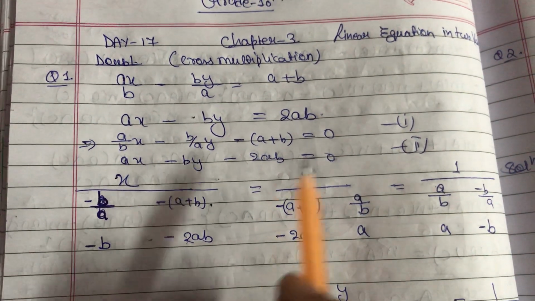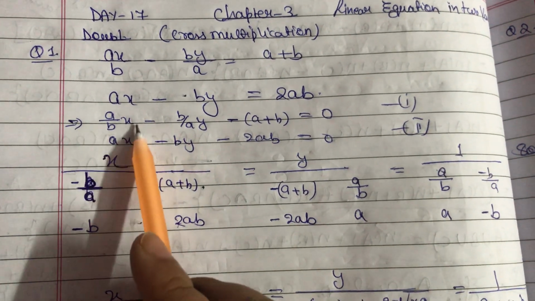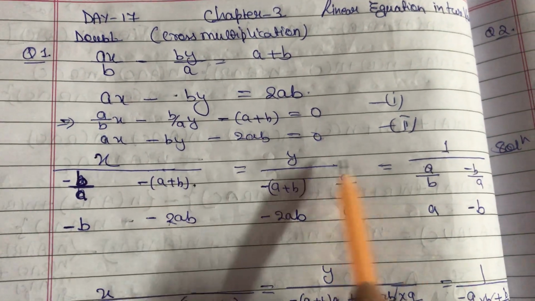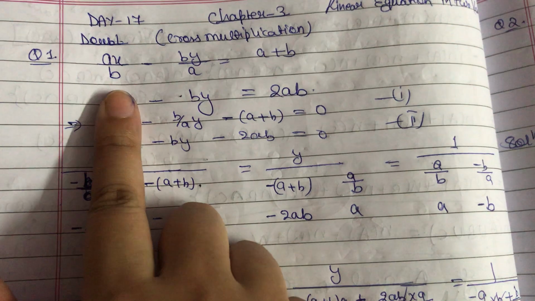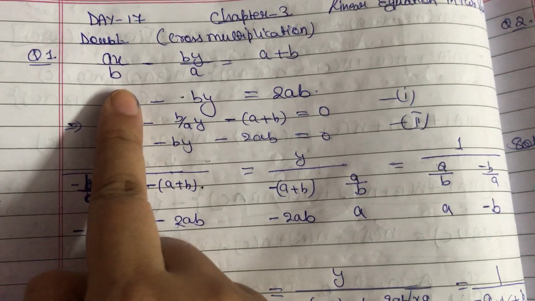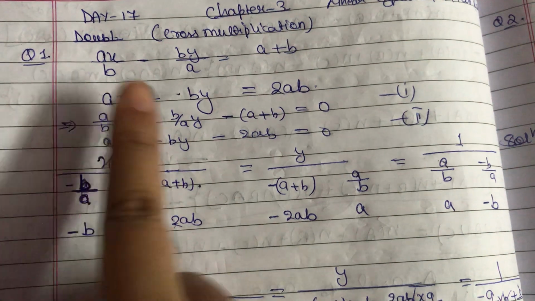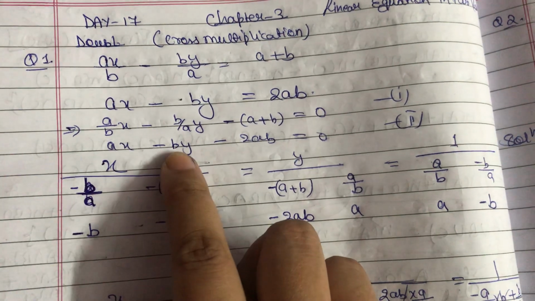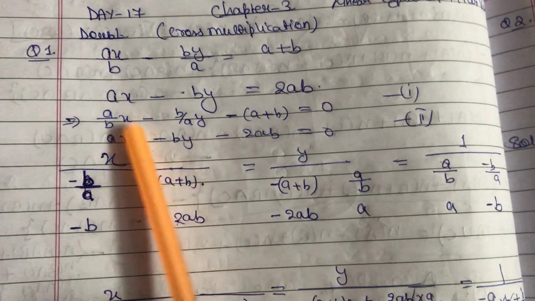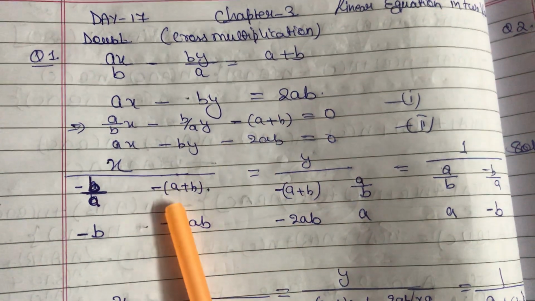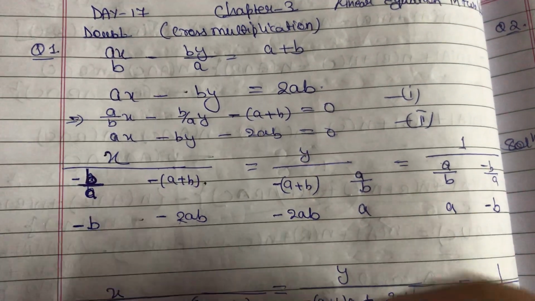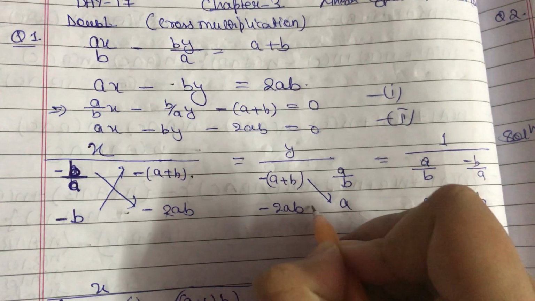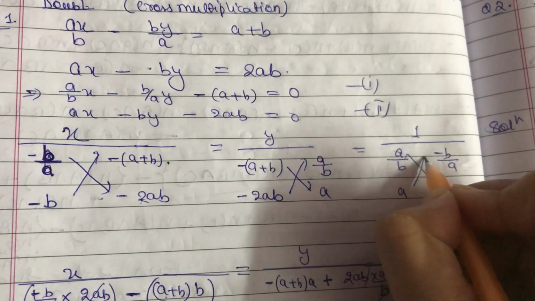Now, using the cross multiplication formula for x, the variables are x, y and the constant, which are the numerator. At the denominator, if I hide x, what are the terms which are left? The coefficients only. Here, if you hide this, I have minus b by a, so I have written minus b by a, and below that I have minus b. After that, the next is minus (a plus b) and minus 2ab, right? And we'll cross multiply this.